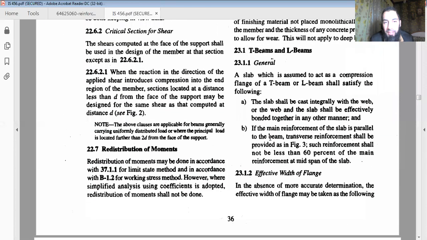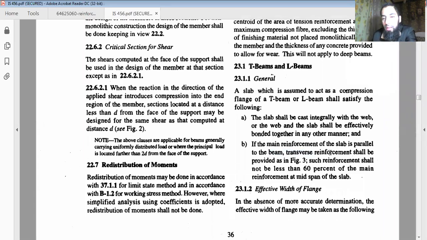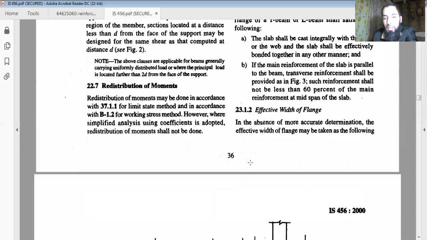It's page number 36. This is T beam and L beams. A slab which is assumed to act as compression flange of a T beam or an L beam shall satisfy the following. The slab shall be cast integrally with the web, as I said. Web and flange of the slab should be cast together, or the web and the slab shall be effectively bonded together in any other manner. That's first thing. And second thing is, if the main reinforcement of the slab is parallel to the beam, transverse reinforcement shall be provided as in figure 3.